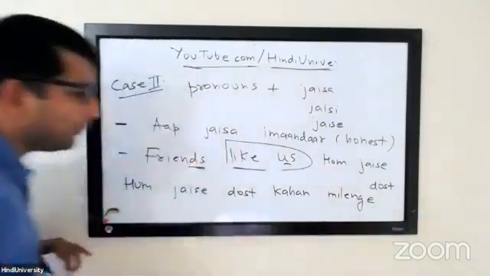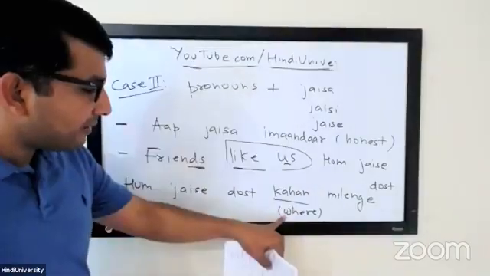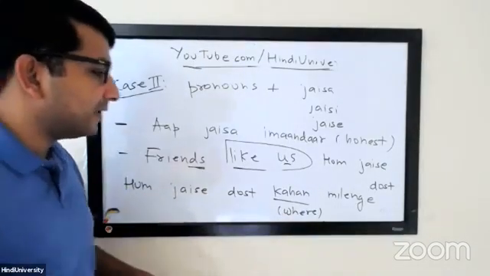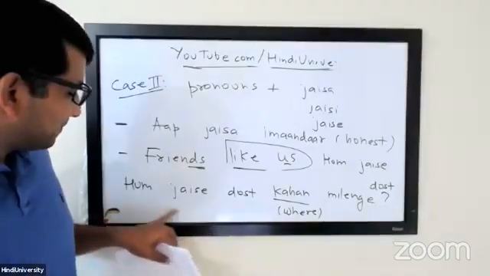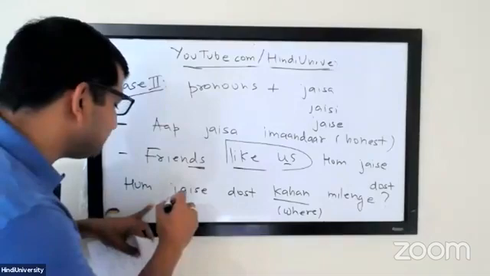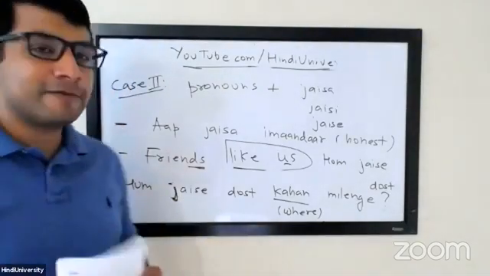What does it mean, Tom? कहाँ मिलेंगे? Hum milenge is, I guess, we will meet friends. So here, कहाँ is where? So हम जैसे दोस्त कहाँ मिलेंगे? Where will you find? Yes, please, again. हम जैसे दोस्त कहाँ मिलेंगे? Which means where will you find friends like us?